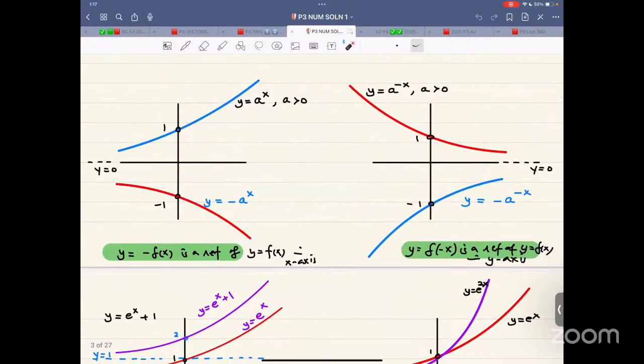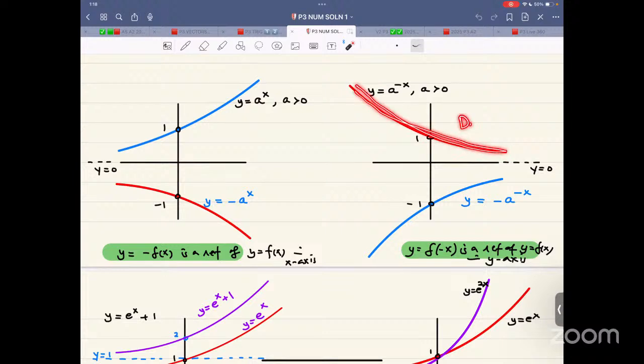Power functions, exponential functions, y is equal to a raised to power of x. Y is equal to a raised to power of x with a minus on the outside, reflection in x-axis. You have studied P1. Y is equal to a raised to power of negative x.